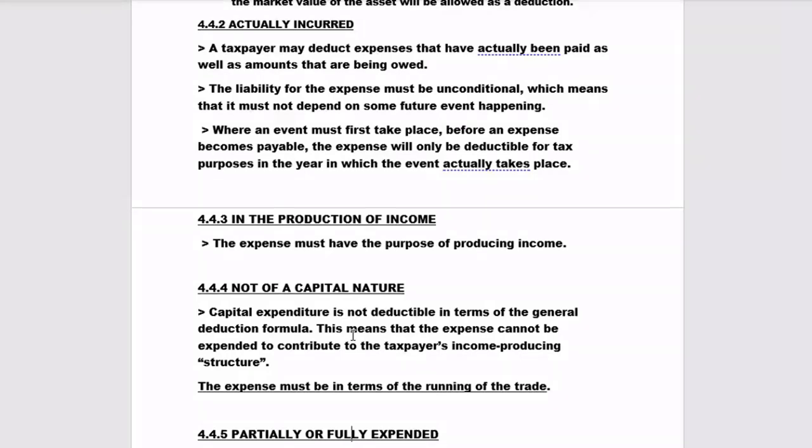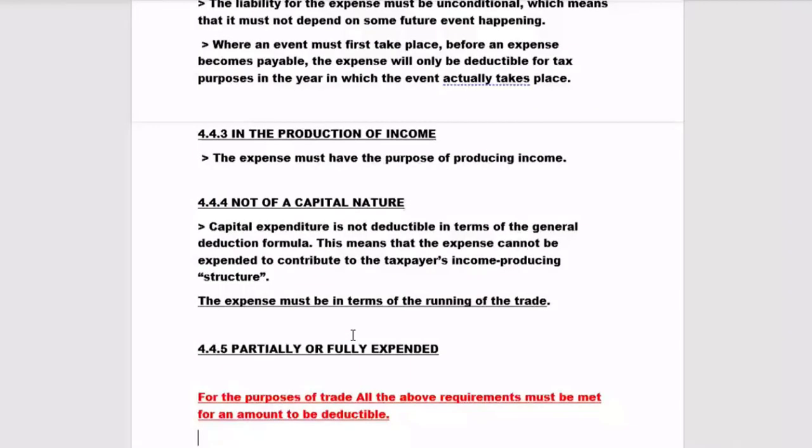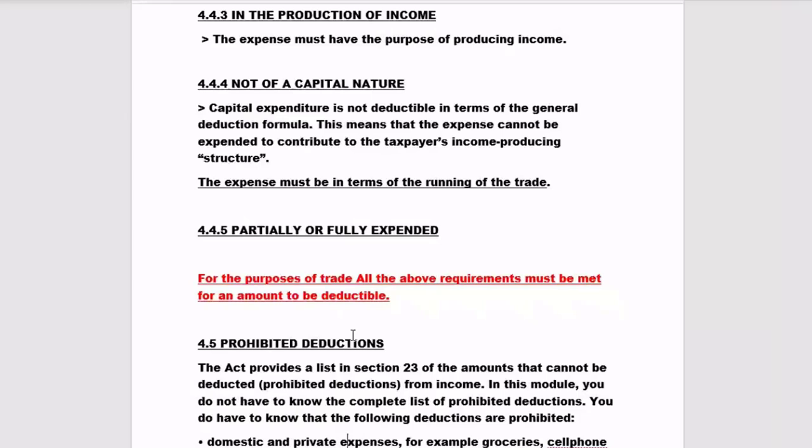So, not of a capital nature. Capital nature is not deductible in terms of the general deduction formula. This means that the expense cannot be expended to contribute to the taxpayer's income producing structure. The expense must be in terms of running of the trade, not of a capital nature, as I've explained. And for the purpose of trade, all the above requirements must be met for an amount to be deductible. If anything is actually missing, it means that it doesn't qualify to be part of your general deduction formula.